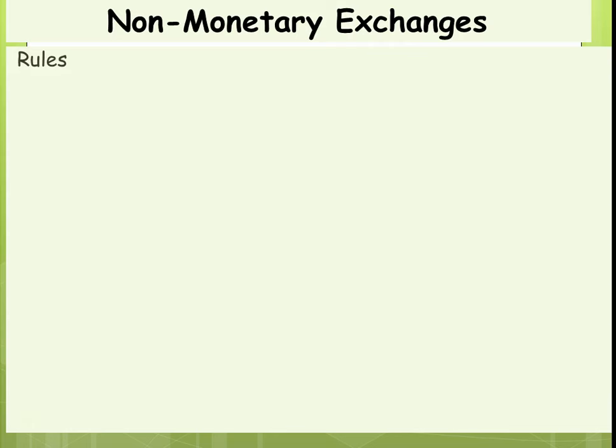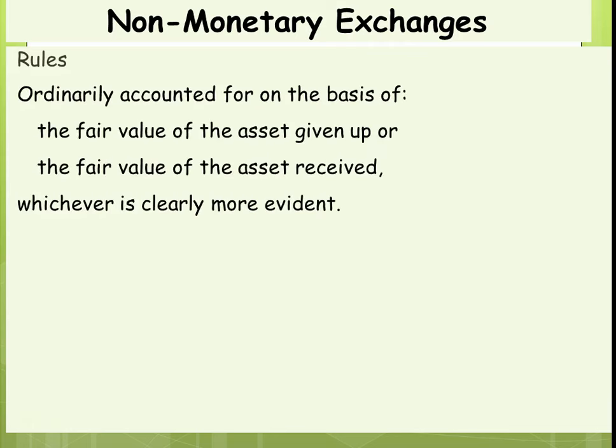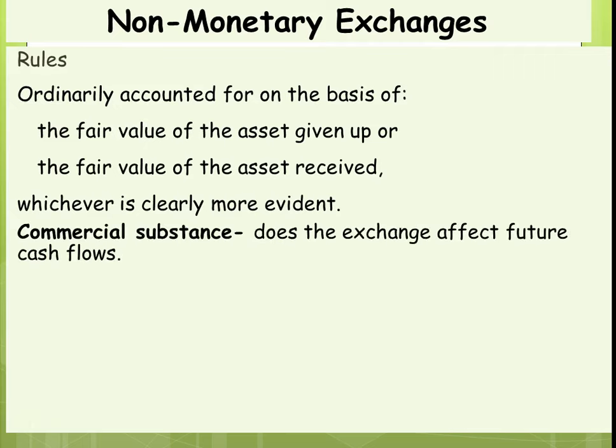Now, what happens if we have a non-monetary exchange? Well, the rules are we ordinarily account for it on the basis of the fair value of the asset given up or the fair value of the asset received, whichever is clearly more evident. Then we come to the concept of commercial substance. What that really means is when we do the exchange, does it change the revenue stream? For example, if it's manufacturing equipment, can we now produce more units? Can we now generate more money?